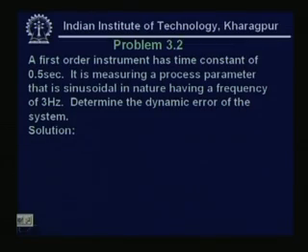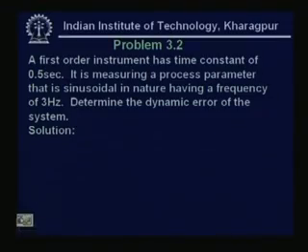So, problem 3.2 of lesson 3 goes like this. A first order instrument has a time constant of 0.5 second. It is measuring a process parameter that is sinusoidal in nature and has a frequency of 3 Hz. Determine the dynamic error of the system. Fine. So, the system is known, it is a first order system, the time constant is also known, but the signal is now sinusoidal in nature instead of a step. Frequency is given. So, you have to find the dynamic error of the system. Okay. So, there will be a constant dynamic error in the first order system because of the phase shift.